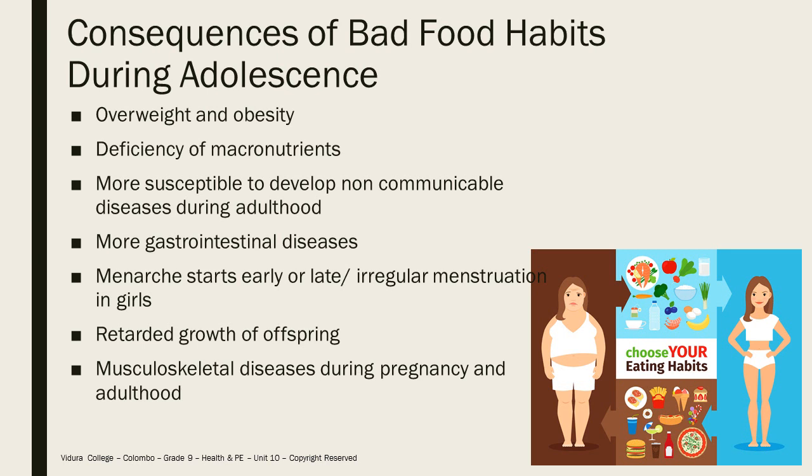And menarche and menstruation in girls will start either early or late if you don't get sufficient nutrients. It will not only affect you. If you don't get enough nutrients, it will affect your offspring as well, which will result in retarded growth. Also, musculoskeletal diseases during pregnancy and adulthood could result from bad food habits.